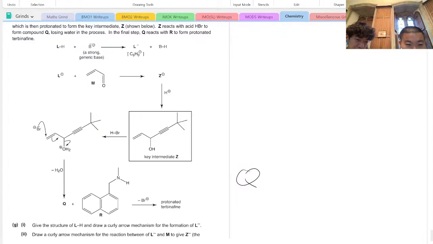Just follow the arrows. So the Br goes here. There's the bond here, and wait, that gets kicked out. Because the bond is going to the oxygen, isn't it? So there's going to be no bond, and that forms water. So that's the minus H2O. So Q is going to be Br.